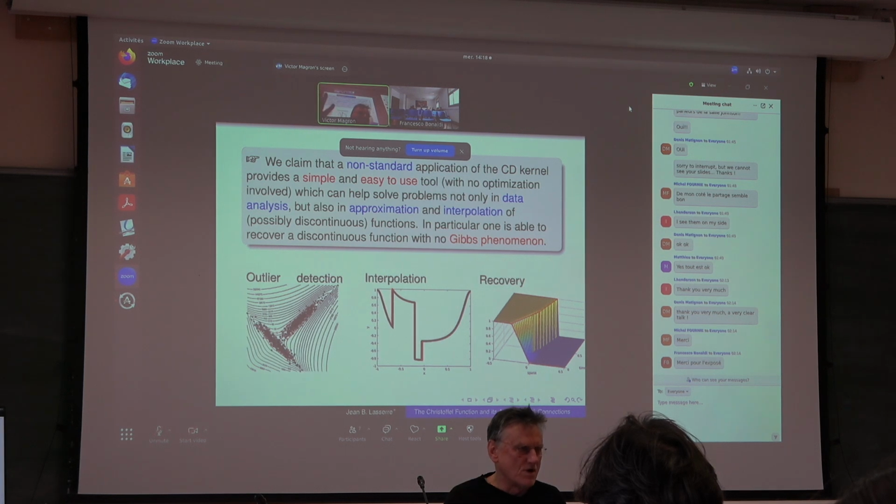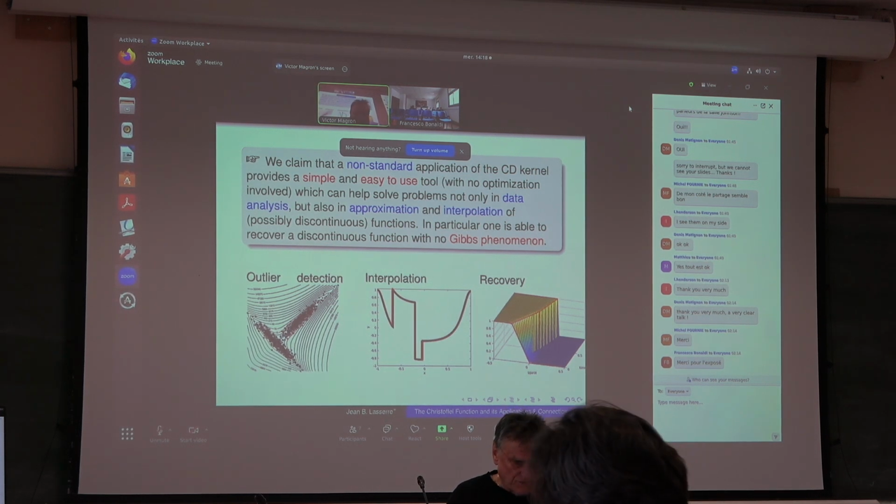I don't claim that you can do the same thing with a large dimension, but which can help solve problems not only in data analysis, but also in approximation, interpolation, possibly of discontinuous functions. In particular, for the last case of interpolation, what is nice is that in many cases you can approximate your function without what is called the Gibbs phenomenon, which is typical when you want to approximate a discontinuous function with a polynomial. In this case, you'll see the picture in the middle. You see this nasty function is quite well approximated by the Christoffel function with no Gibbs phenomenon.